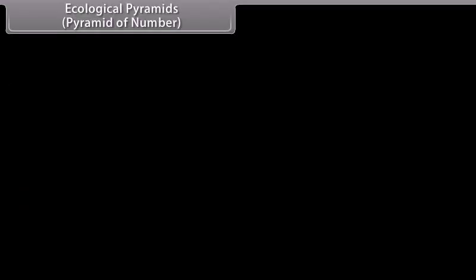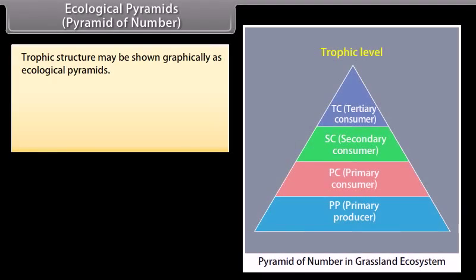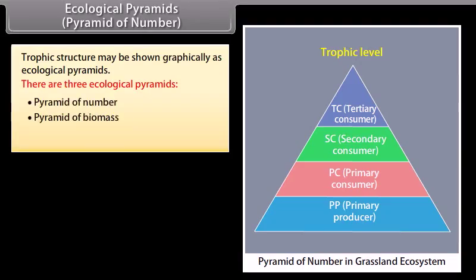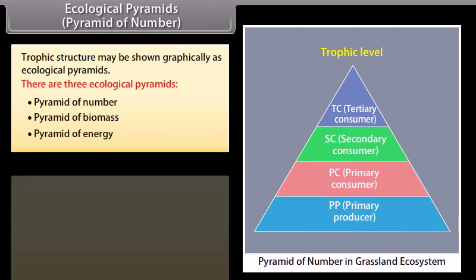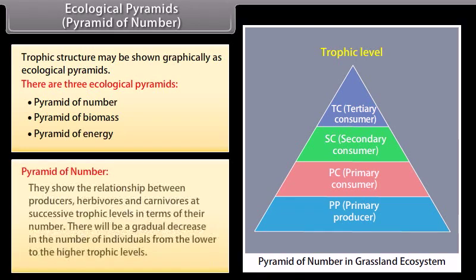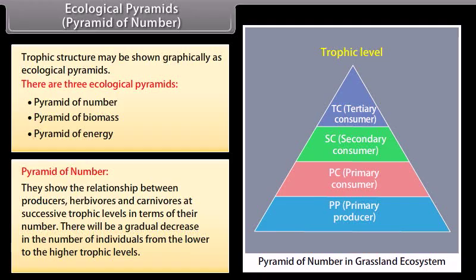Ecological pyramids. Pyramid of number. Trophic structure may be shown graphically as ecological pyramids. There are three ecological pyramids: pyramid of number, pyramid of biomass, pyramid of energy. Pyramid of number: they show the relationship between producers, herbivores and carnivores at successive trophic levels in terms of their number. There will be a gradual decrease in the number of individuals from the lower to the higher trophic levels.